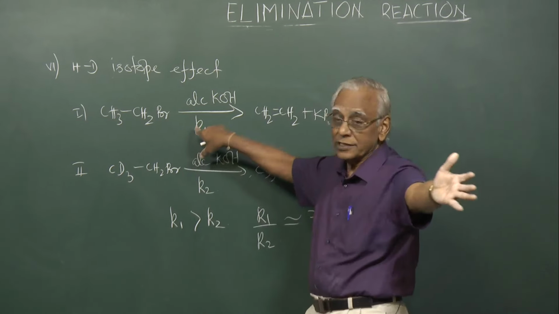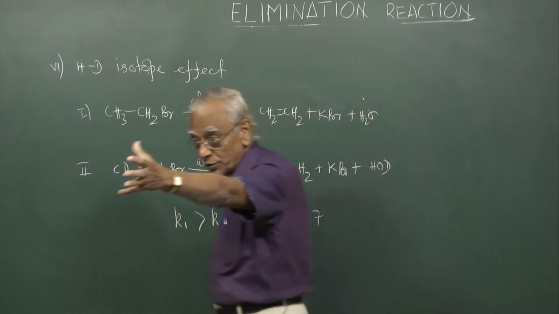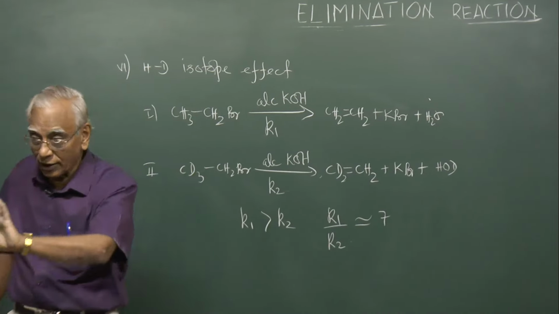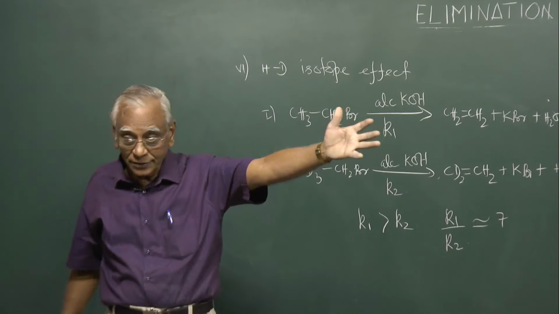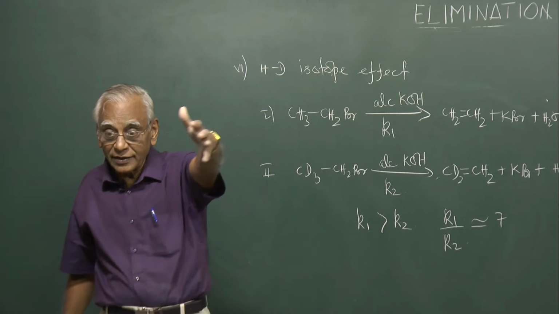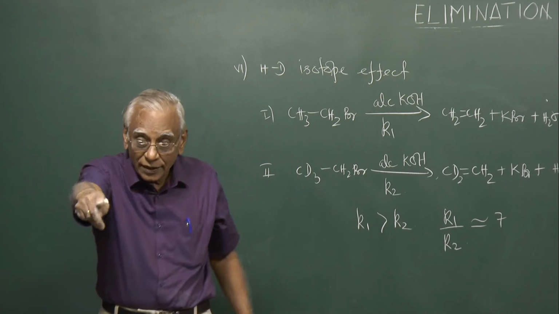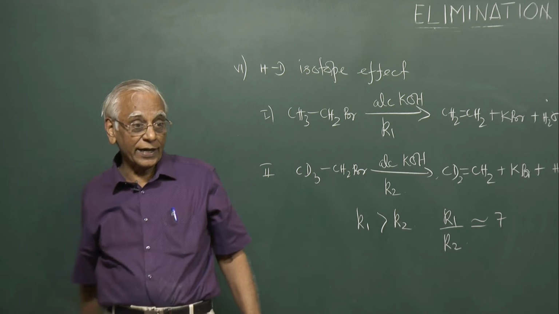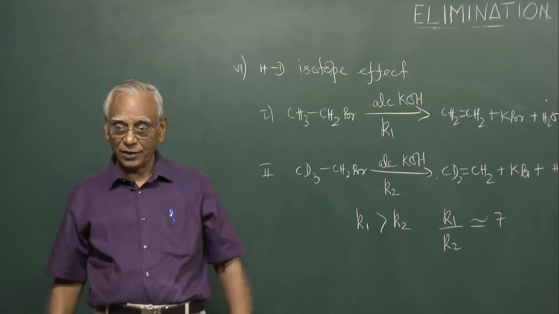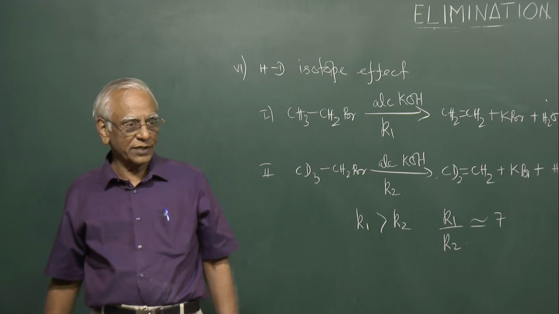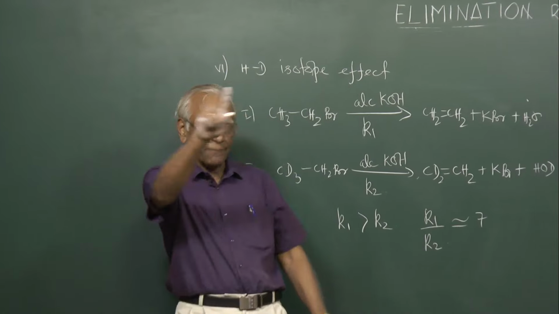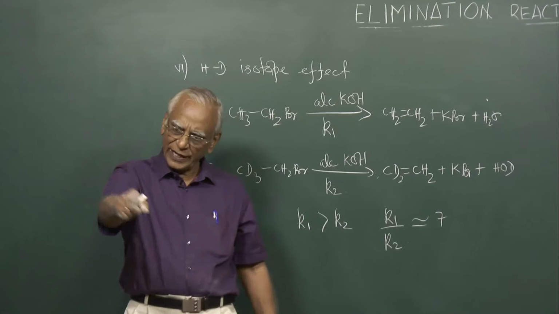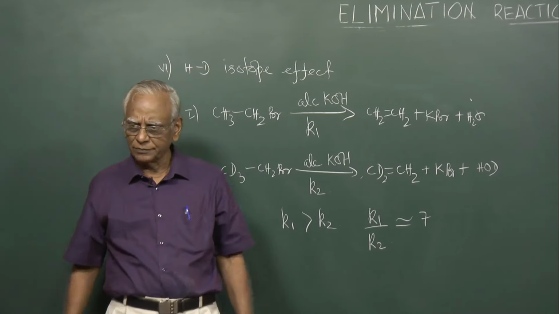Don't you think the rate constant gives you an idea about the rate of the reaction? What is the underlying concept? How do you relate the rate constant and the rate of the reaction? The higher the value of the rate constant, the faster the reaction. Therefore, this should be faster at least by 7 times, roughly. It could be 6.5, any value around 7.